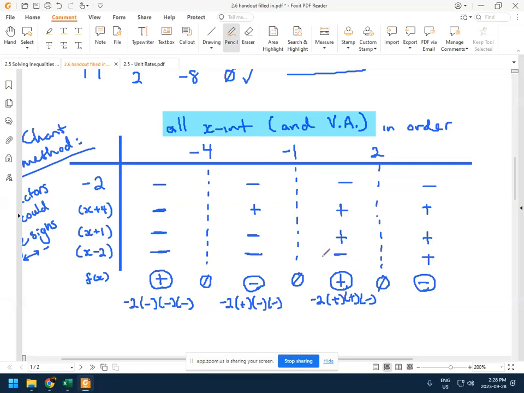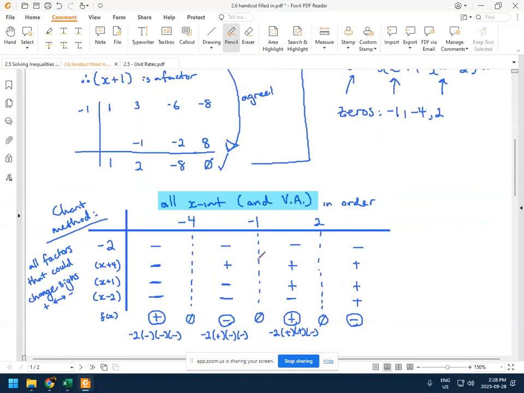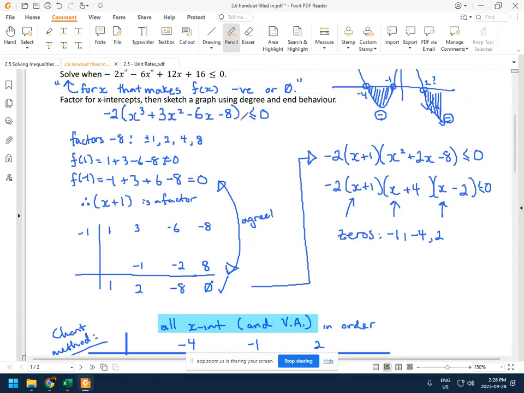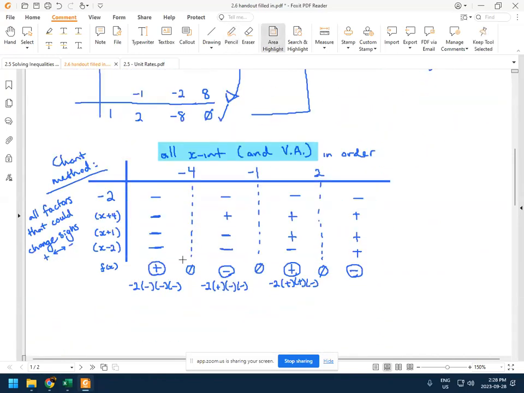So what parts are we interested in? Go back to the question. The question wants the function less than or equal to 0. So I am interested in the negatives, including the zeros. So for set notation, -4 to x to -1, or 2 to x to infinity, which I'm not going to write.